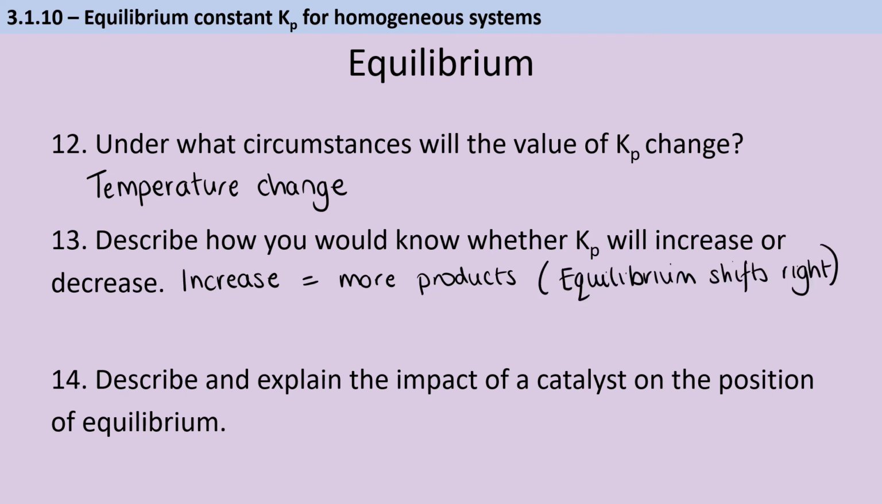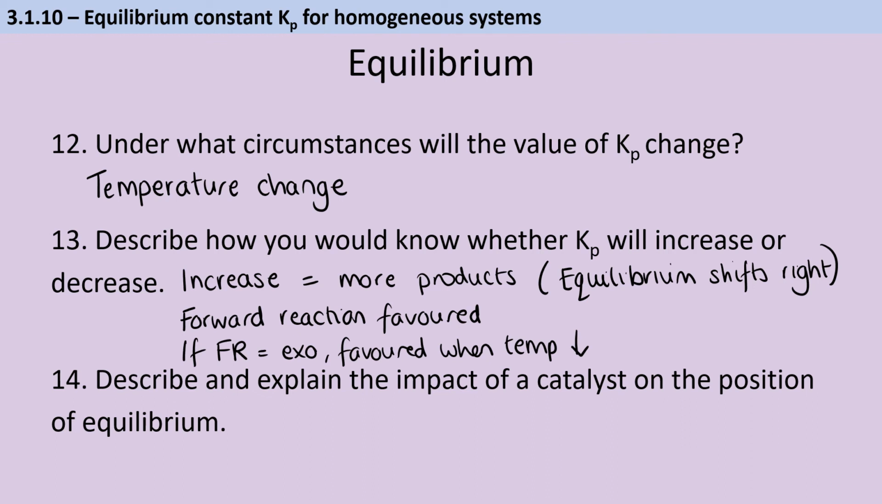So if we've got more products, that tells us that the equilibrium is shifting to the right. In other words, the forward reaction is being favoured. So therefore, I need to know whether the forward reaction is exothermic or endothermic. So if the forward reaction is exothermic, then that will be favoured as temperature decreases, and therefore Kp will increase. And then vice versa. If the forward reaction is endothermic, then that would be favoured when the temperature increases.